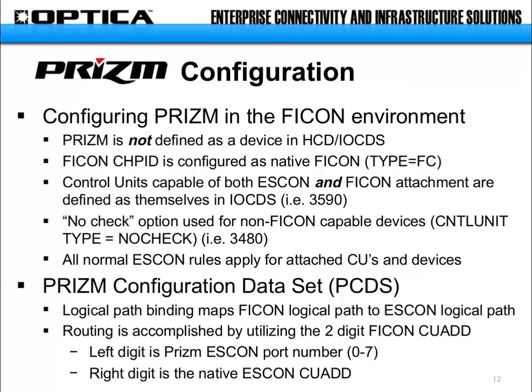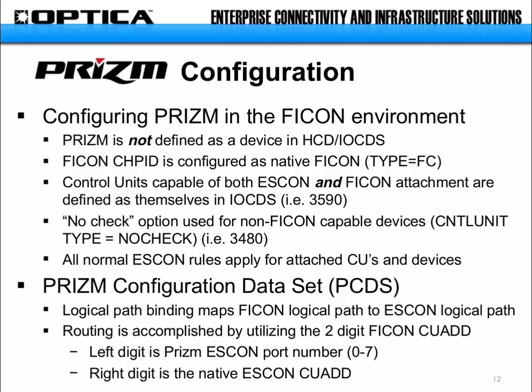We often get the question when we're talking to customers about Prism: how in the world can you make an ESCON or a bus and tag device talk to a FICON channel? That's impossible, right? How can you do that? Well, it's actually not black magic. It actually works, and it works well. Let me give you a little bit of an overview on how we do this.